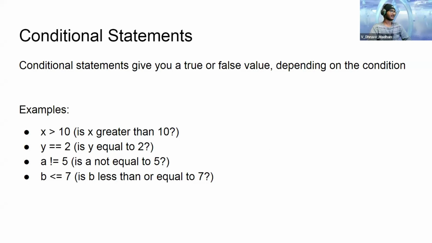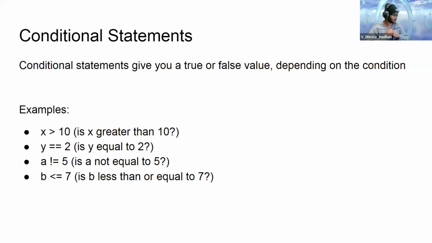Today is class 2. Welcome everyone. So let's start off with conditional statements. Conditional statements give you a true or false value depending on the condition. As an example, x is greater than 10, y is equal to 2, a is not equal to 5, b is less than or equal to 7. And what these statements really do is they're asking a question. X is greater than 10, that's asking, is x greater than 10?